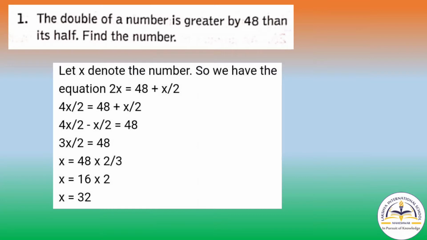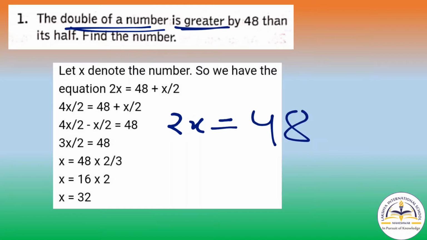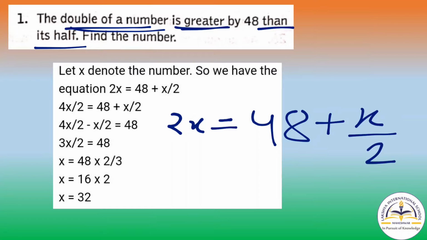Find the number. Let x denote the number. So we have the equation 2x equals 48 plus x by 2. Here we have taken 2x because the double of the number is greater by 48 than its half. Half means half the number, that will be x by 2, because here x is the number which we have to find out.